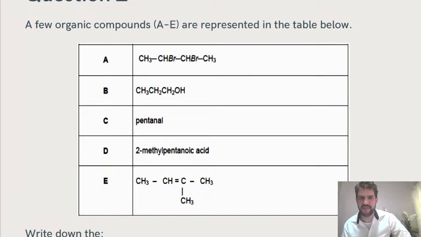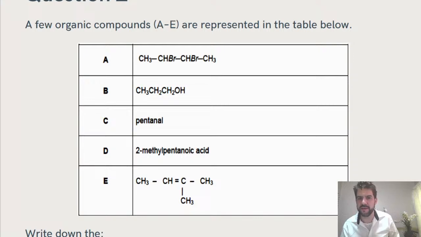So let's start with this question. The question says a few organic compounds A to E are represented in the table below, and then there are 5 compounds there. Okay. Now, if we look quickly and find out the homologous series, the first one is a haloalkane. You can see the bromine. In this case, you have 2 halogens involved. The second one, you have an alcohol.